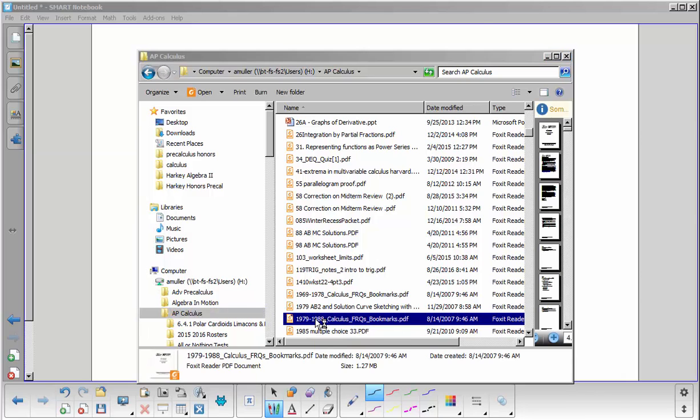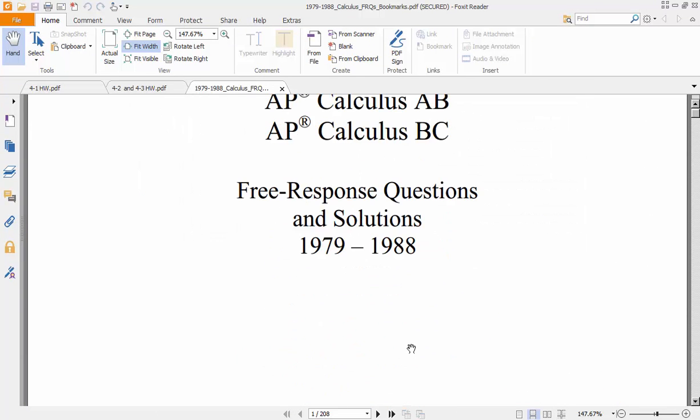1985? Oh, 79. We're going to do more part ones. All right, so these are the free response questions from 1979 to 1988. So let's see if we can find an implicit differentiation one to do.